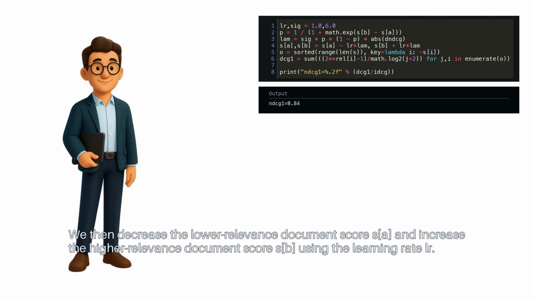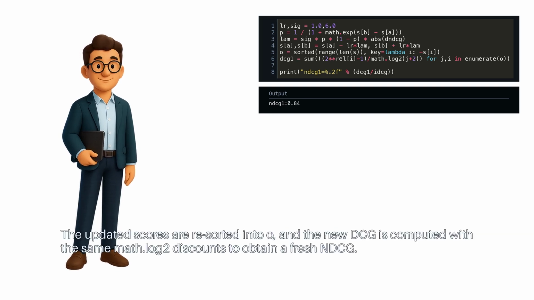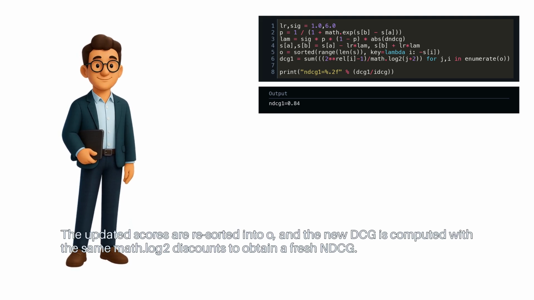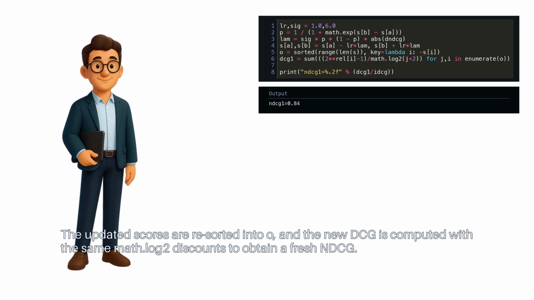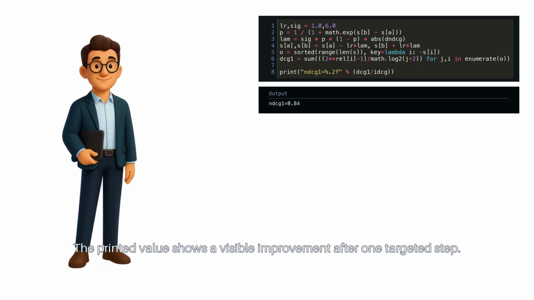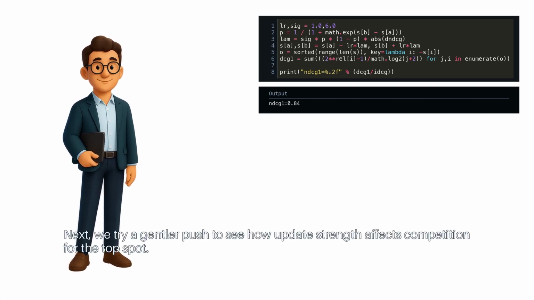We then decrease the lower relevance document score SA and increase the higher relevance document score SB using the learning rate LR. The updated scores are resorted into o, and the new DCG is computed with the same math.log2 discounts to obtain a fresh NDCG. The printed value shows a visible improvement after one targeted step. Next, we try a gentler push to see how update strength affects competition for the top spot.